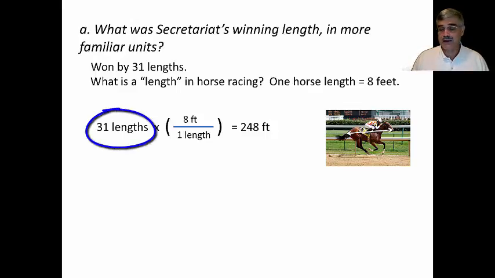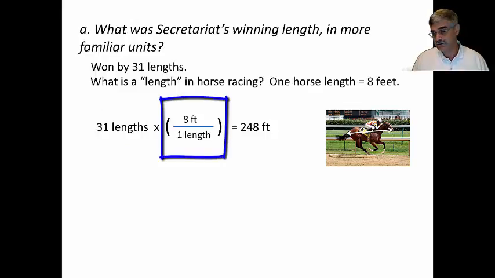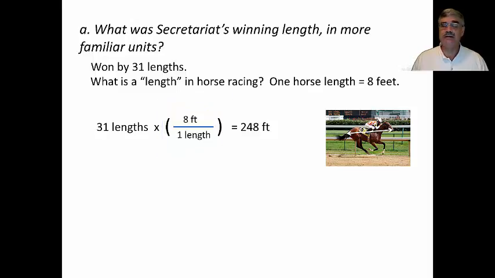31 lengths, we multiply that by an identity factor. 8 feet is equal to 1 length. We set this up so that the length is in the denominator and the 8 feet, the units we desire, are in the numerator. So we can cancel out the lengths. Multiplying 31 times 8, we get 248 feet.